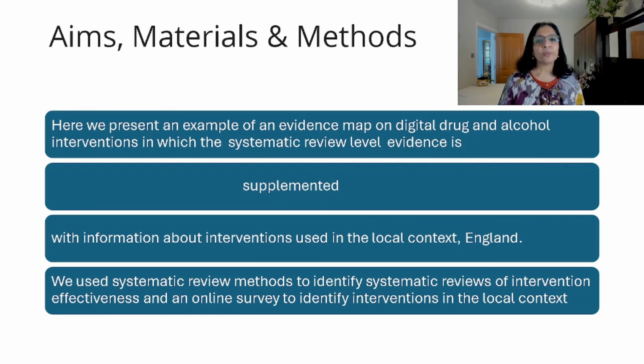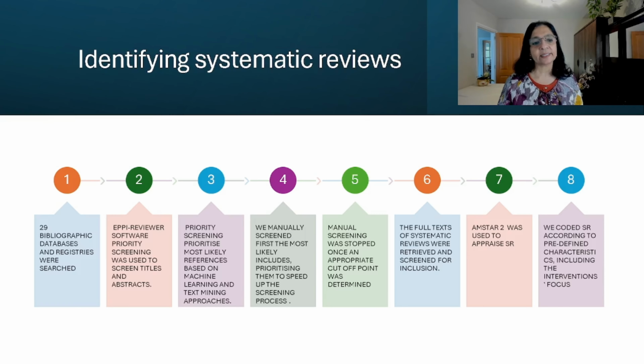The aim of that particular systematic map was to present an example of an evidence map on digital drug and alcohol interventions, in which the systematic review level evidence is supplemented with information about interventions used in the local context. Here the local context is England. So how have we done this? We used systematic methods to identify systematic reviews, and we did an online survey to identify interventions in the local context.